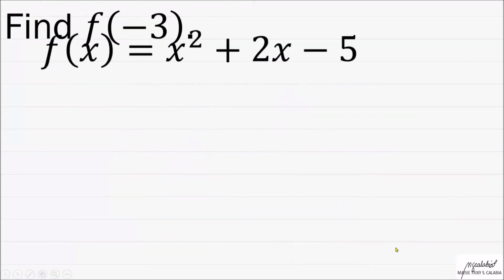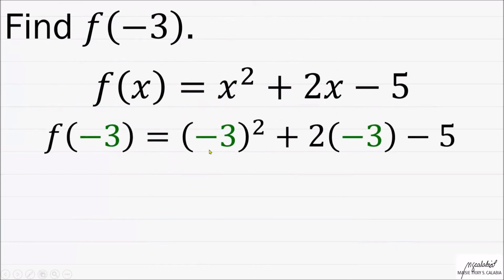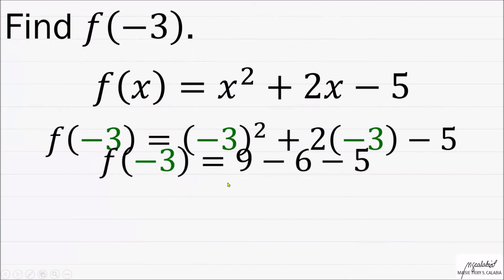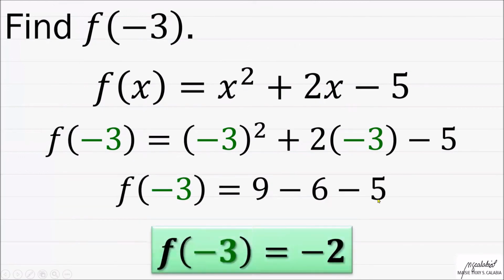Next. Find f of negative 3 in x squared plus 2x minus 5. So f of negative 3 is equal to negative 3 squared plus 2 times negative 3 minus 5. Let's simplify these. Negative 3 squared, we have 9. 2 times negative 3 is equal to negative 6. So we have here 9 minus 6 minus 5. 9 minus 6 is 3. 3 minus 5 is negative 2. So the value of f of negative 3 is negative 2.